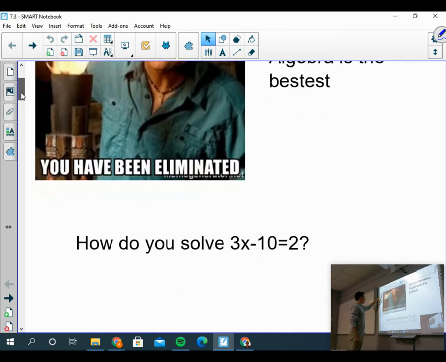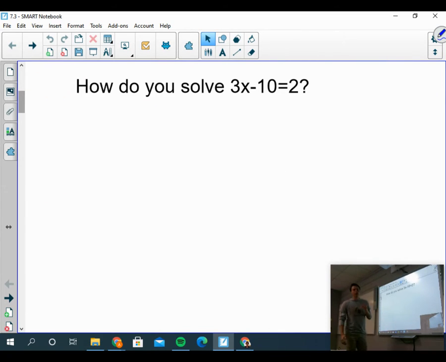So what we're going to learn about in 7.3 is a way of solving a system of equations known as elimination. This is an alternate to substitution and to solving a system by graphing. And we're going to talk about why we do that in a second.